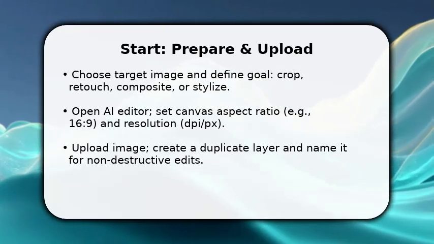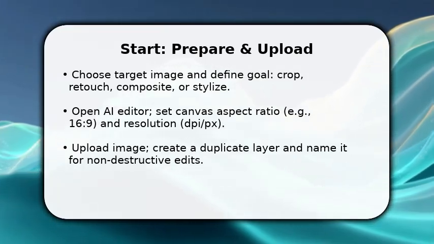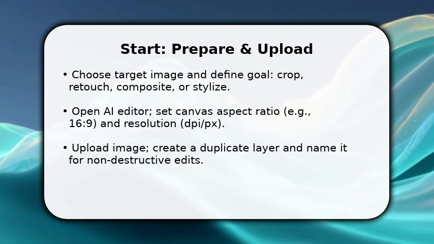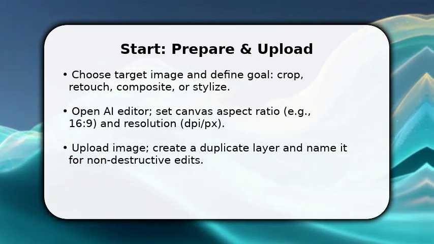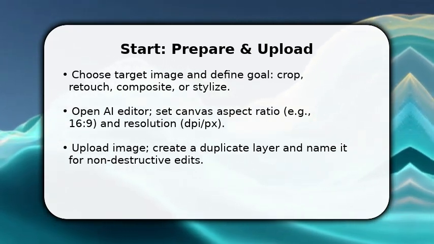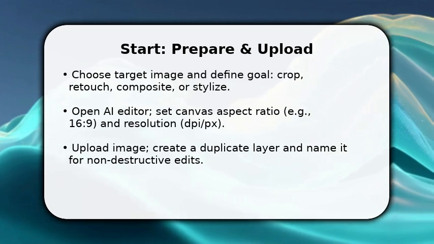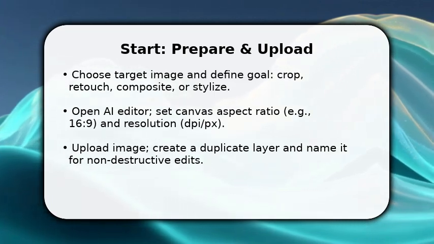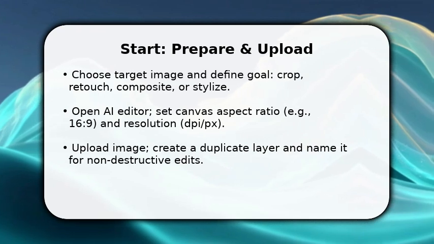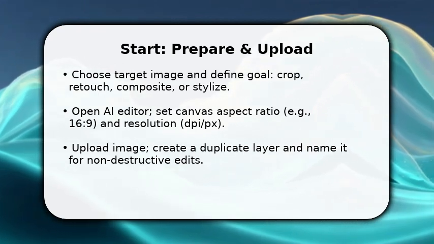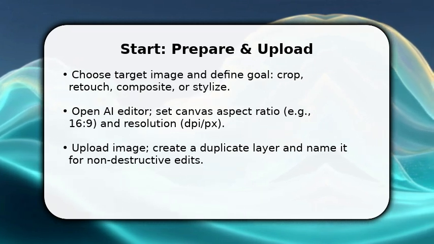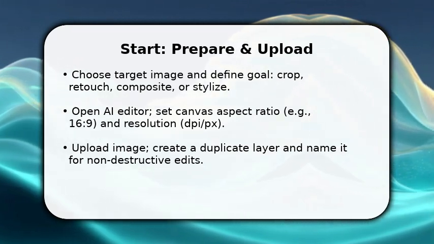You start by deciding the edit goal, retouch, composite, or stylize, because direction guides every choice. Open your AI image editor and set canvas size and resolution to match the final use. Upload the photo, then immediately duplicate the base layer so you can revert changes. This is non-destructive editing. Once done, label layers and create a quick save checkpoint.